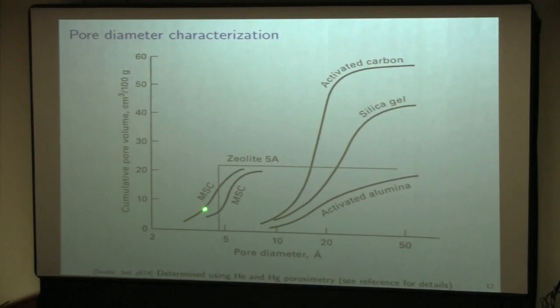Typically, as I said, we won't see pore diameters much smaller than 3 angstroms. That's about the lowest level that we would go to, bearing in mind also that a hydrogen atom is 1 angstrom, so it doesn't really make sense to try and push for anything smaller than that.